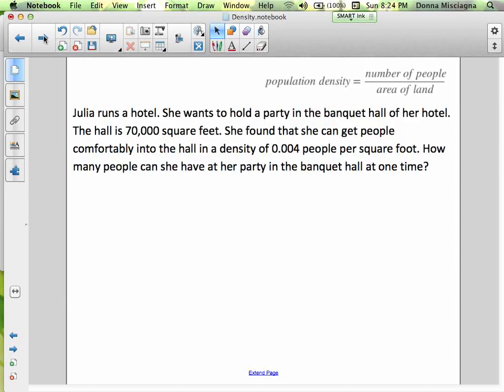Now let's do a couple problems with population density. As a reminder, population density is the number of people over the area of land. In this case, the area of land is the amount of space in the banquet hall of the hotel. So Julia runs a hotel. She wants to hold a party in the banquet hall of her hotel. The hall is 70,000 square feet. So that's the area.